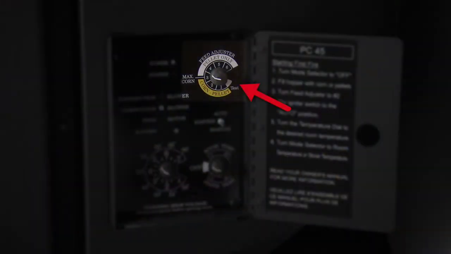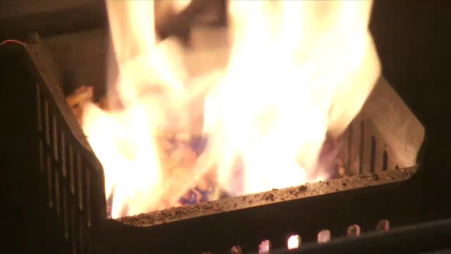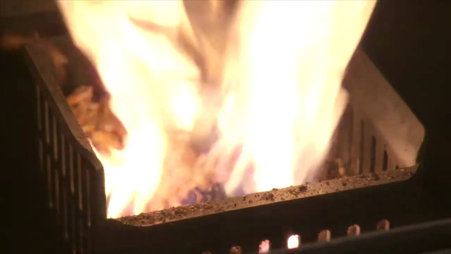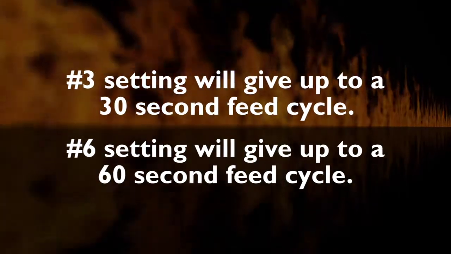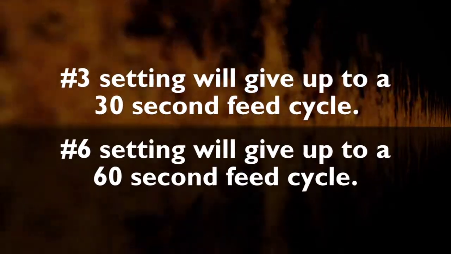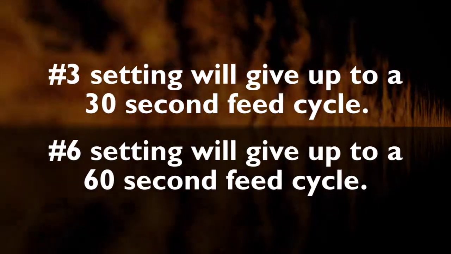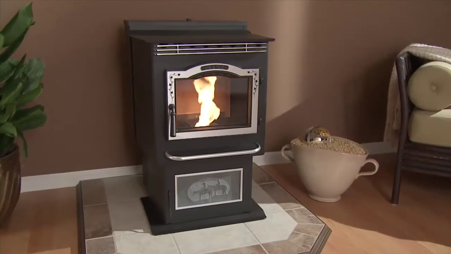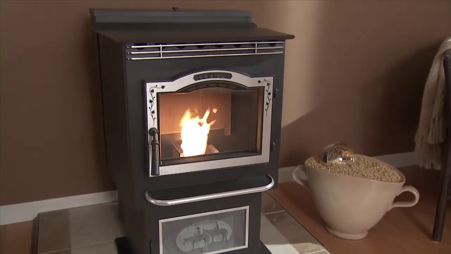The feed adjuster allows you to limit the amount of fuel being fed to the burn pot, therefore also affecting heat output. For example, number 3 setting will give up to a 30-second feed cycle. Number 6 setting will give up to a 60-second feed cycle if needed. The feed adjuster can also be thought of as a fuel quality adjustment setting.